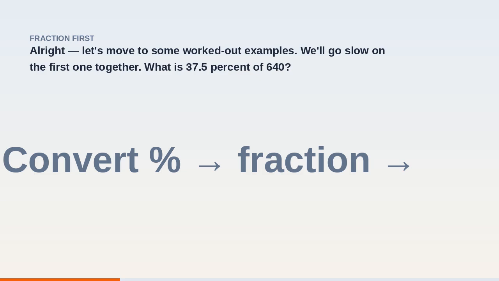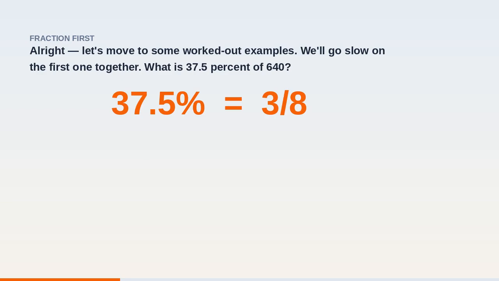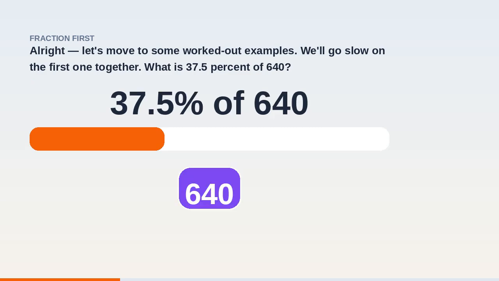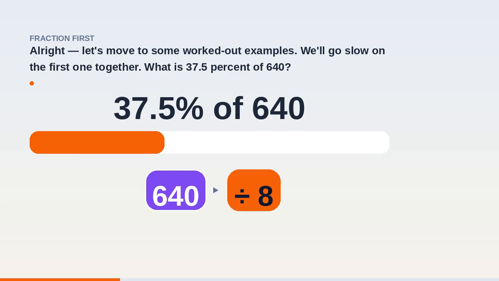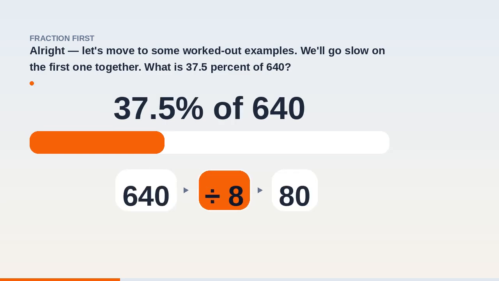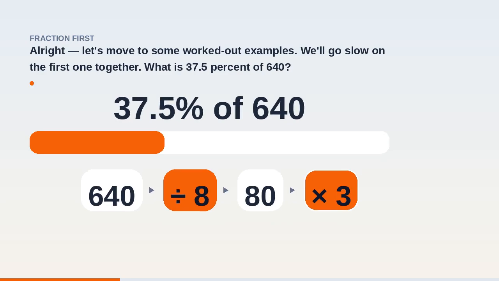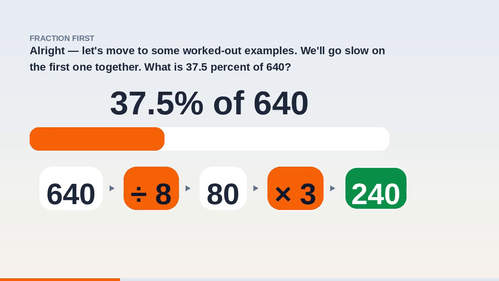Alright, let's move to some worked out examples. We'll go slow on the first one together. What is 37.5% of 640? Convert first. 37.5% is 3/8. See it? Now we divide 640 by 8, that is 80. See, 80 times 3, 240. 240. Trap name: grinding the decimal. Convert first and you're done in 3 seconds.